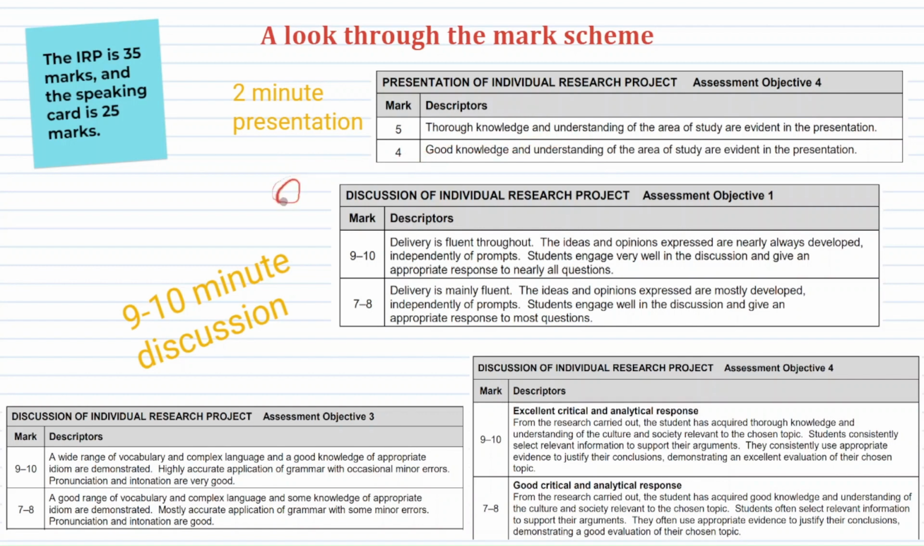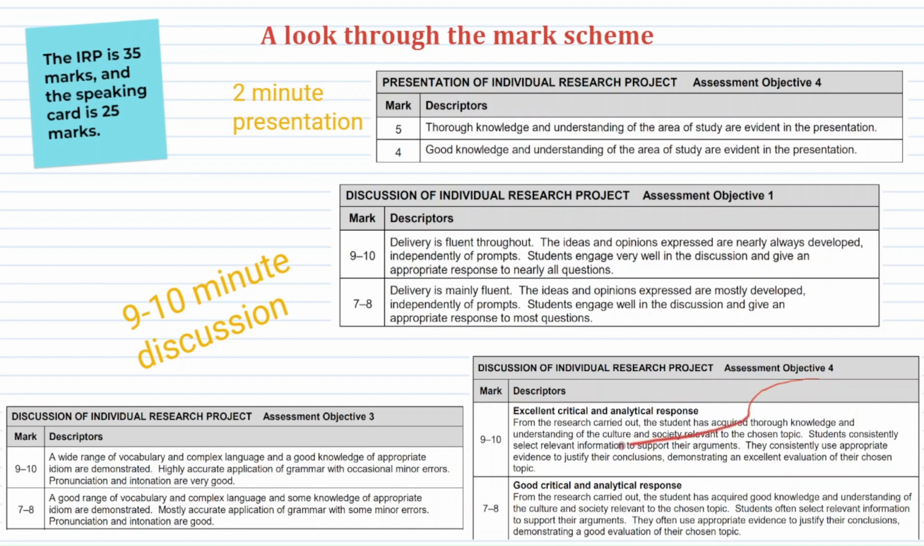Then for the following discussion, 10 marks are available for your delivery, so communication skills and your engagement in the discussion. Another 10 marks go for your vocabulary and your use of grammar, using idioms and complex phrases, that sort of stuff. And then the final 10 go for your critical and evaluative analysis of the research. So instead of just stating facts, discussing your opinion of them and backing that up with evidence.